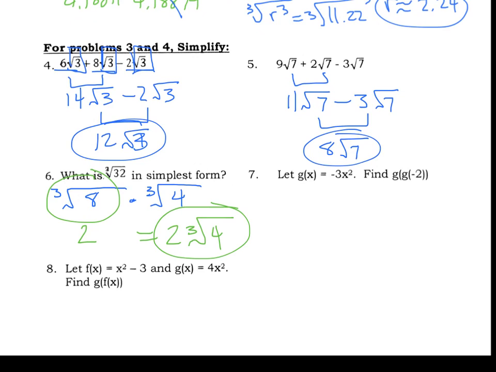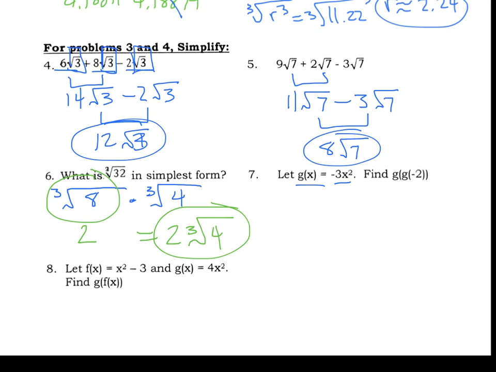All right, number 7 shifts gears a little bit. It tells us that we have this function g of x is equal to negative 3x squared. And remember that when we define a function, we have input and output. So we're going to input an x and then get some output, g of x. And this asks for g of negative 2.